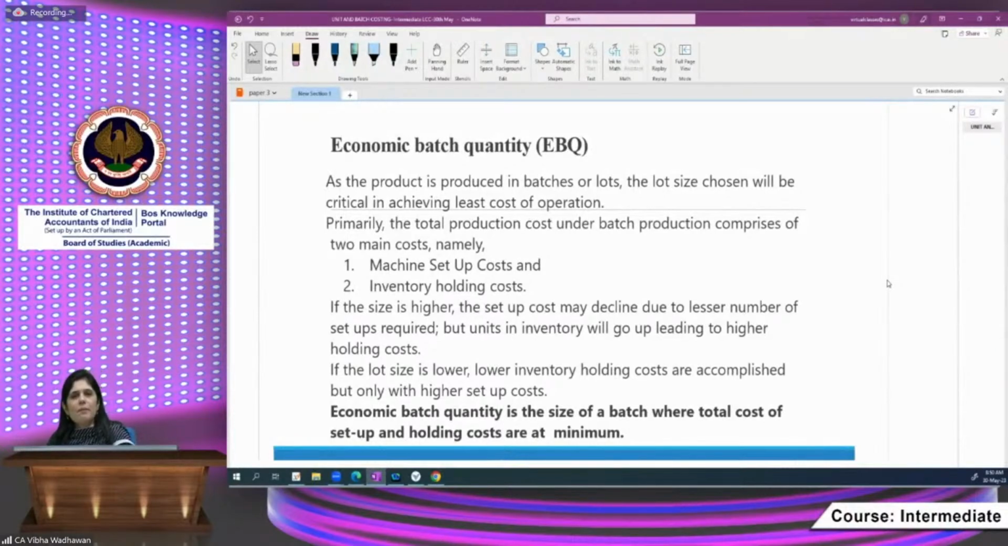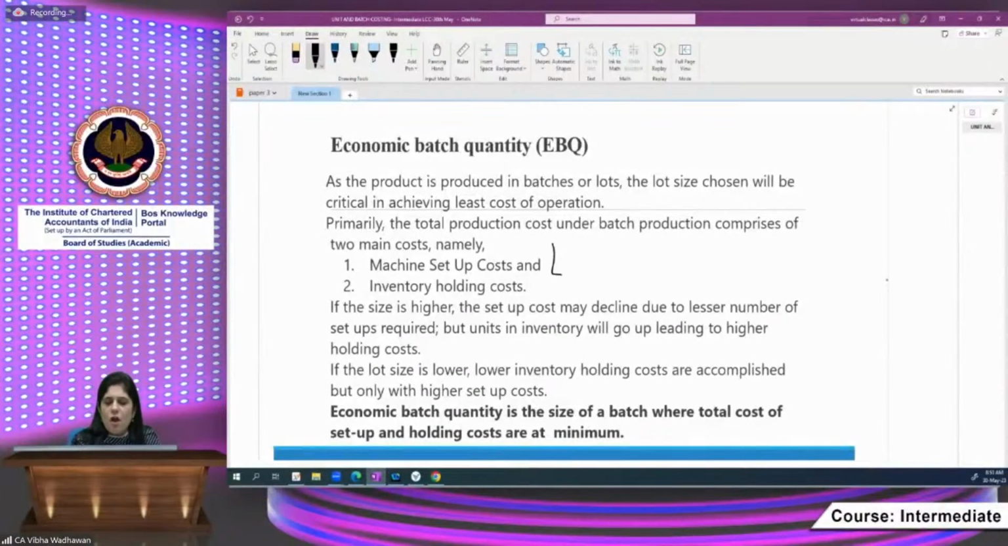So economic batch quantity tells you there are two variants of cost if you run the batches. One is the setup cost of the machine or the entire process, and second, the inventory holding cost. So inventory holding cost is exactly the same as you have done in the material cost. Clear? So what happens in batch costing basically?